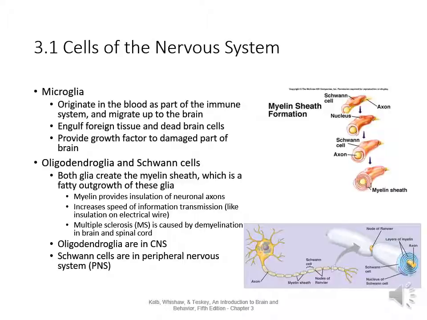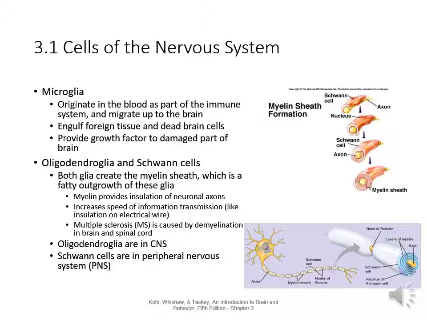Oligodendroglia and Schwann cells are both types of glia that create the myelin sheath. And the myelin sheath is a very important part of the cell. It's like a fatty covering that insulates neuronal axons, and this actually increases the speed of information transfer. So insulation on an electric wire increases the speed of electricity going through the wire, and in the exact same way, the myelin sheath increases the speed of information passing through the axon. So you can imagine when we take this up a level, faster information going through our axons means we process information more quickly.